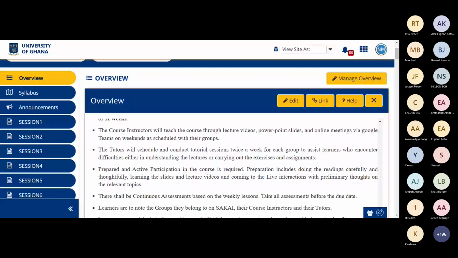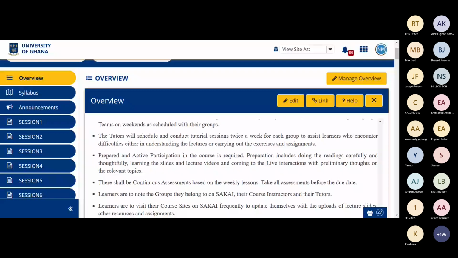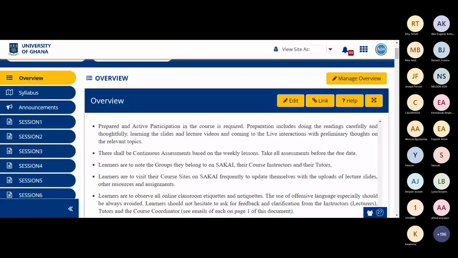I've talked about tutors, so I move on. You should always be actively prepared for the lecture. We will do a lot of continuous assessment exercises weekly.